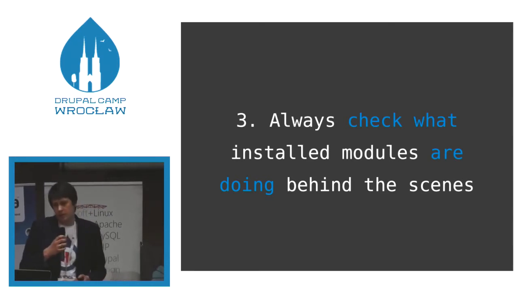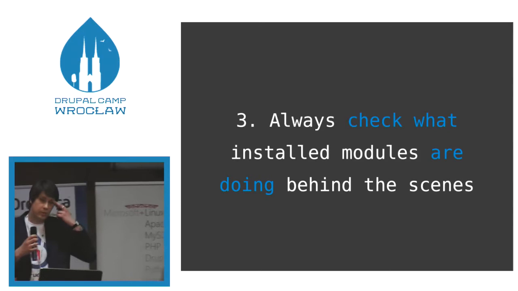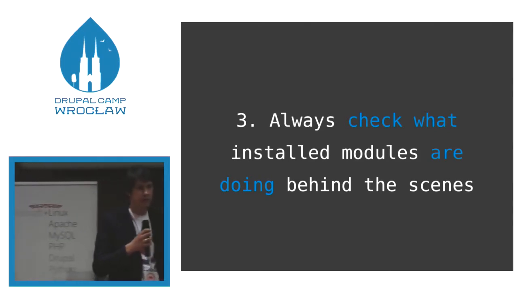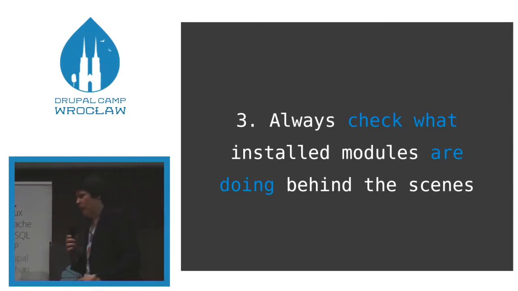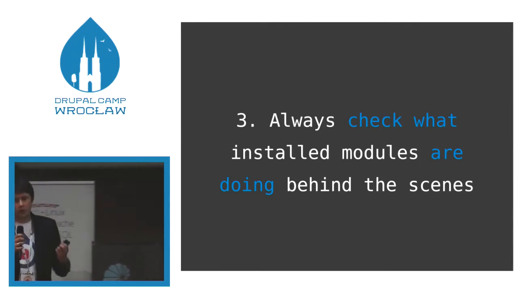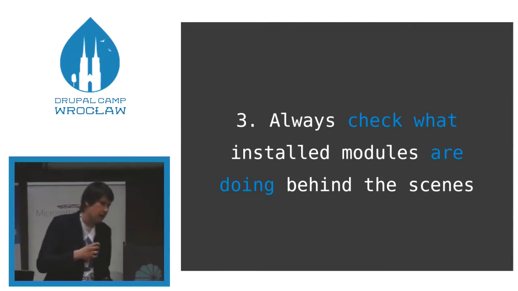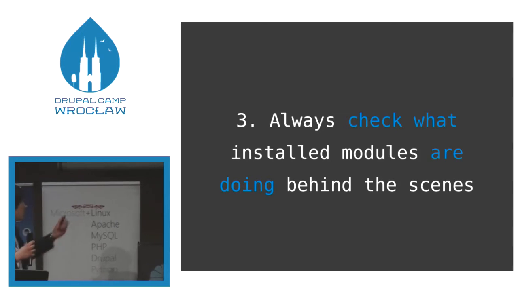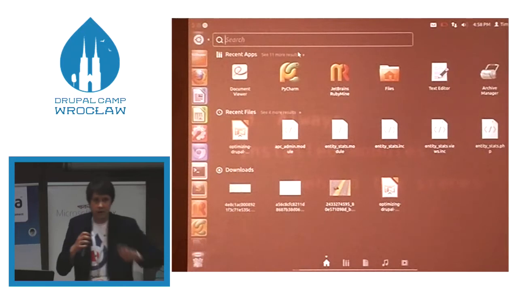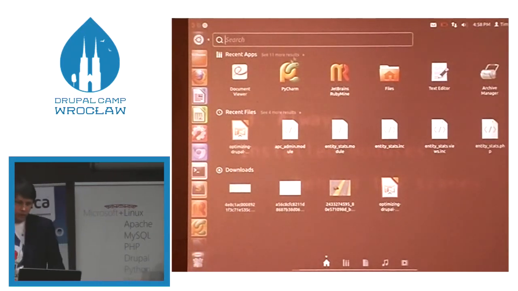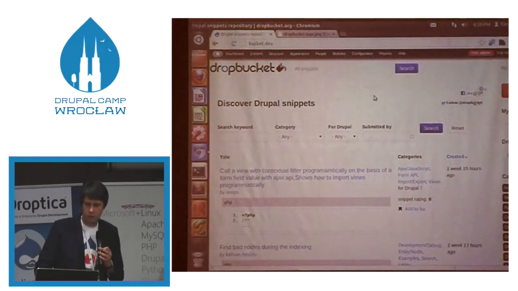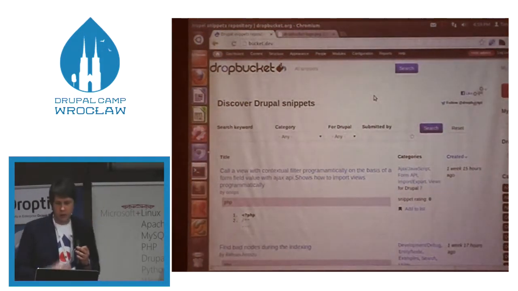The third tip is to always check what installed modules are doing behind the scenes, because sometimes you can install a module and it will do crazy things. It will generate lots of unneeded processes, and you just don't want this module to do this. The most obvious way to do that is to install Devel, enable the SQL log, and see what's happening. For example, I will show you one thing which you can try and check on your website.